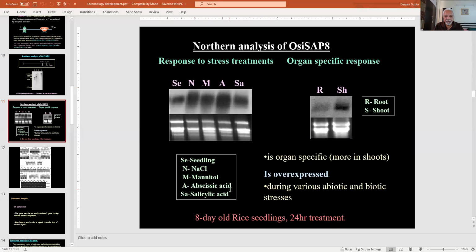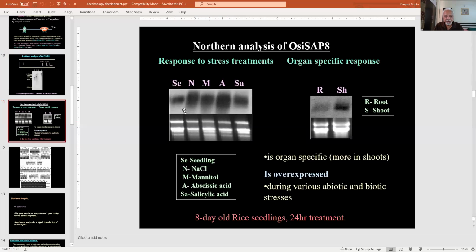As you know, it is the stress hormone of plants, and salicylic acid is the one which is responsible to give biotic stress resistance to plants. So these four factors were checked.